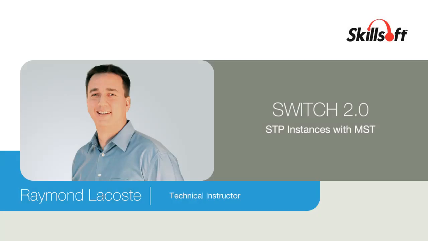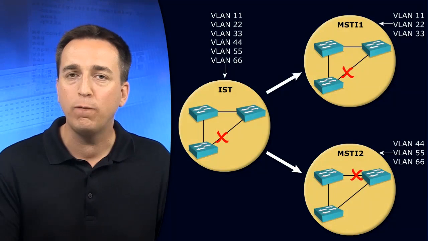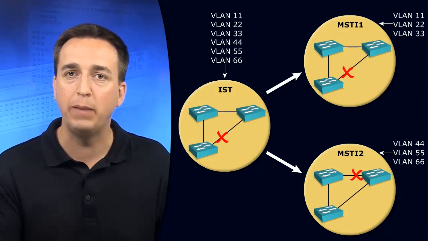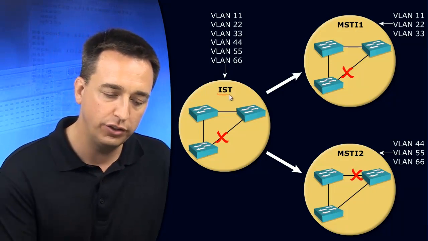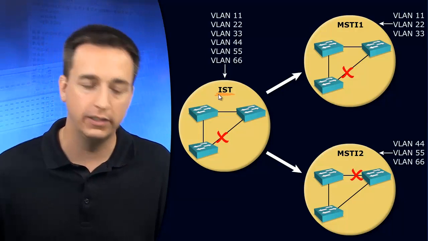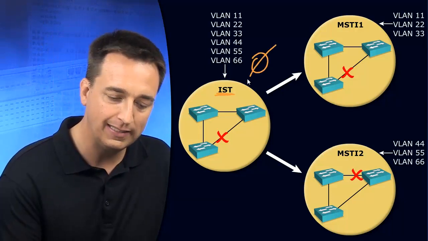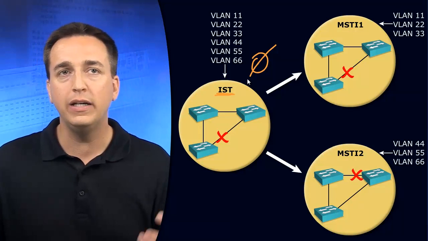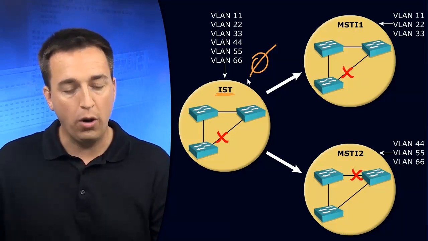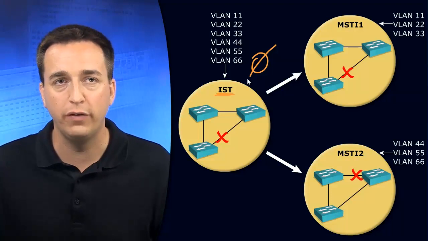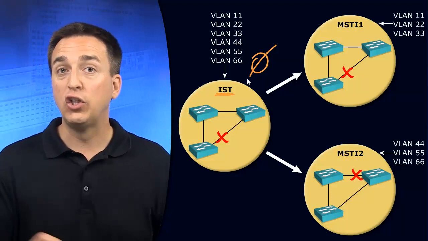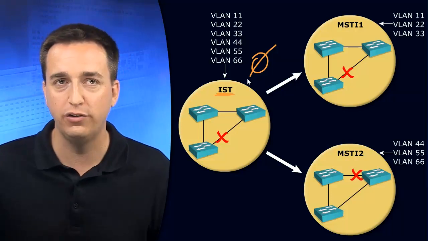When you enable multiple spanning tree protocol, every single VLAN by default will be placed into a very special spanning tree instance. This is known as the internal spanning tree instance, or instance 0. So as you can see here, VLANs 11, 22, 33, 44, 55, and 66 are all part of this instance by default. Notice the physical topology, and notice the logical spanning tree topology.